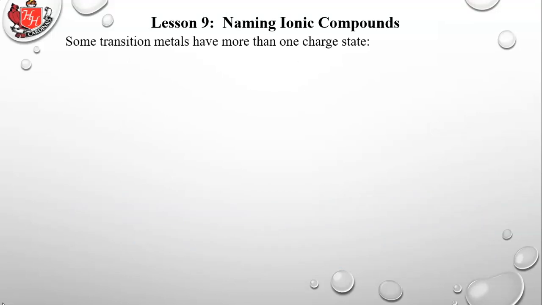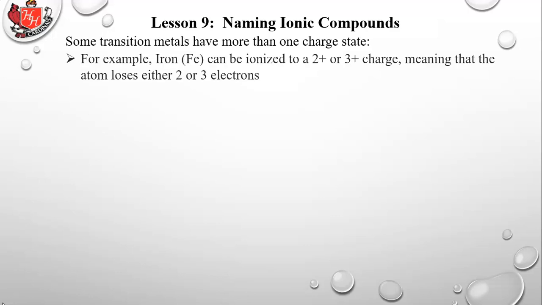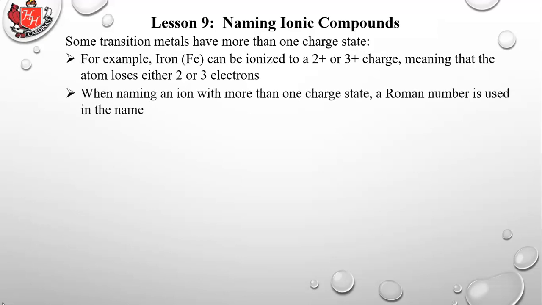Now, transition metals with more than one charge state, you have to add the Roman numeral. So, for example, iron Fe can be ionized to a 2+ or 3+ charge, meaning that the atom loses either 2 or 3 electrons. So you have to be told which one you're dealing with. So when naming an ion with more than one charge state, a Roman numeral is used in its name.